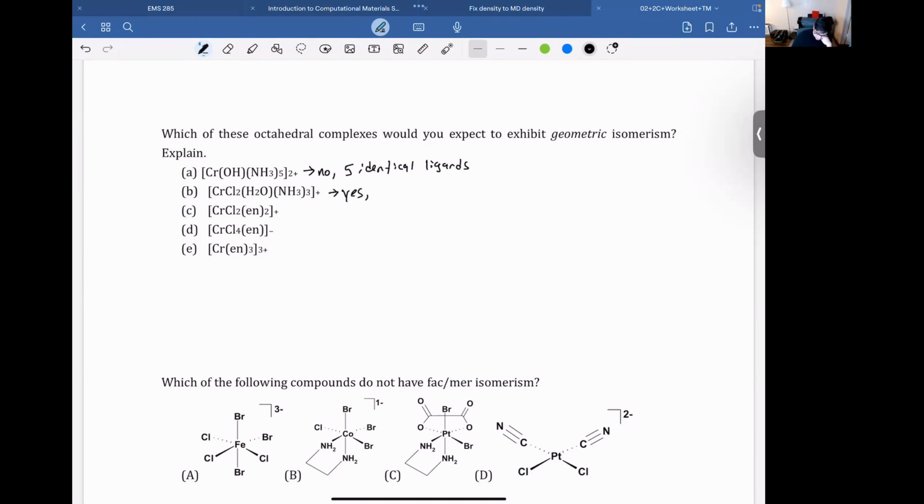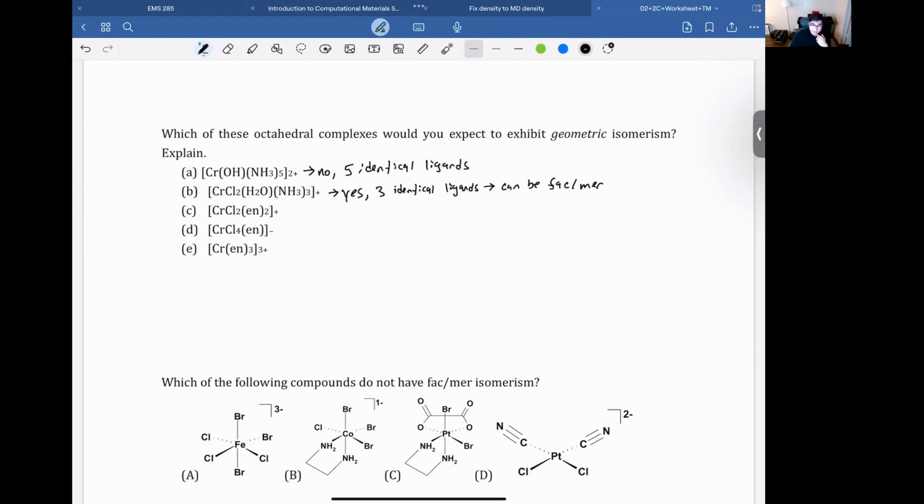this is a yes, because you have 3 identical ligands. So it can be fac or mer. So if you have 3 identical ligands, you can have a fac or mer isomerism.